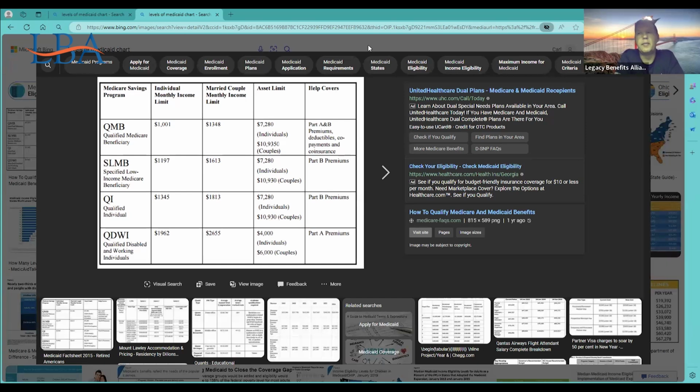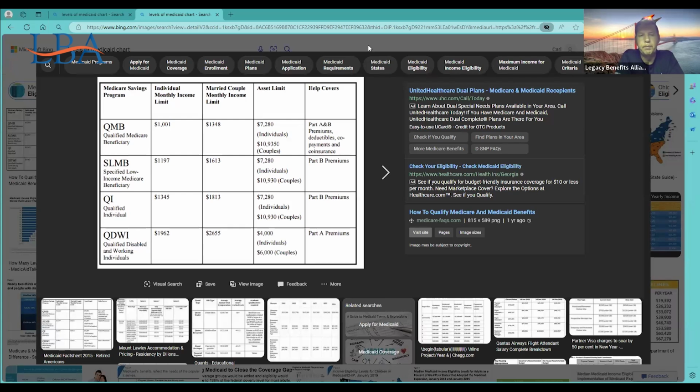Now we're going to talk about Medicaid. Some states don't even have Medicaid. Okay. A lot of states do. However, in general, they will be labeled the same as this example. Okay. And we're going to work from the bottom up.